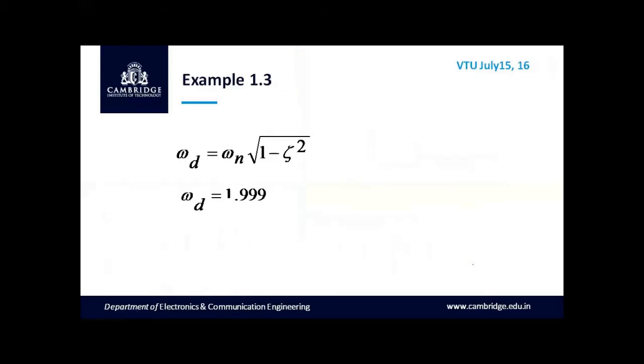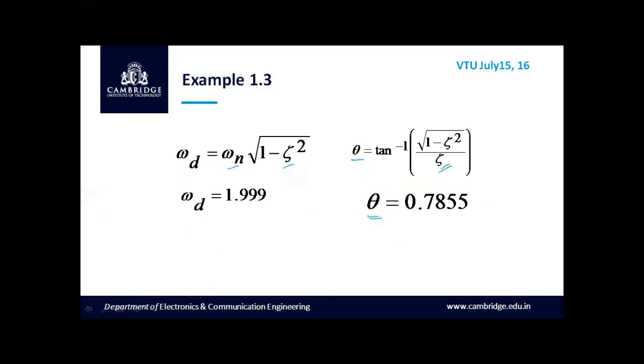So omega d is equal to omega n into square root of 1 minus zeta square. Substituting for omega n and zeta in the above expression, we can obtain omega d is equal to 1.999 radian per second, where omega d is the damped frequency. And we know that theta is equal to tan inverse of square root of 1 minus zeta square divided by zeta. Substituting the value of zeta, we can obtain theta is equal to 0.7855 radian.